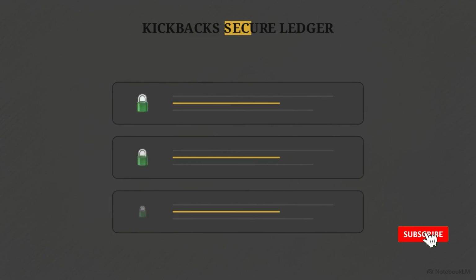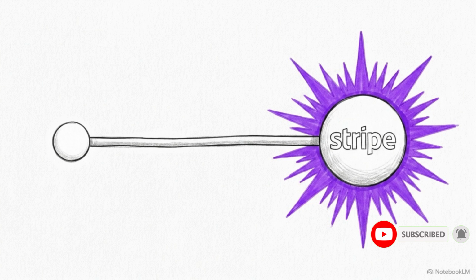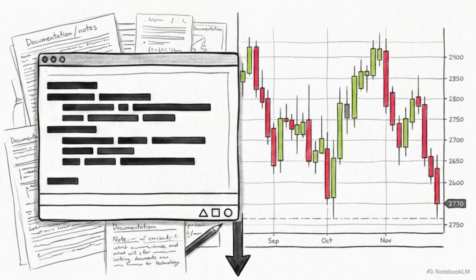Currently, all validated views are cryptographically credited and secured on the Kickbacks backend ledger. The development roadmap includes an upcoming native Stripe integration designed to facilitate direct bank deposits for your accrued balance. For deep dive technical documentation on local patching logic, or to monitor the live order book pricing dynamics, check the links in the video description.